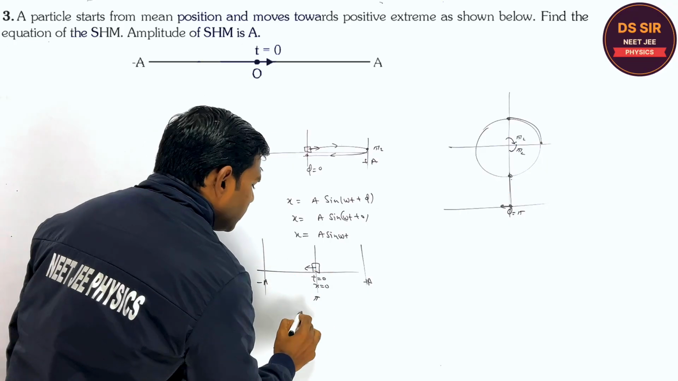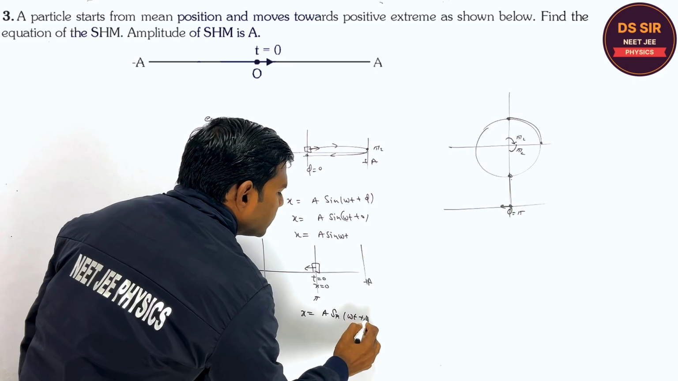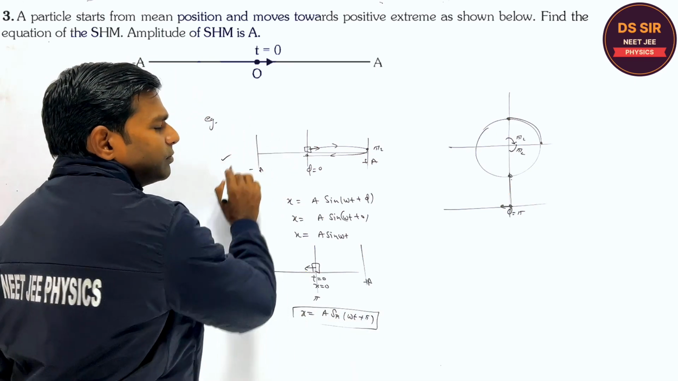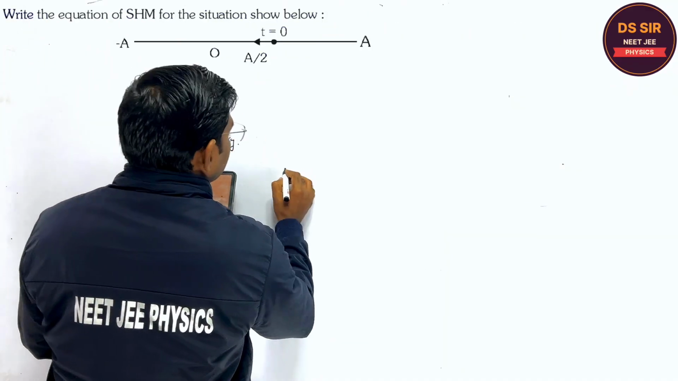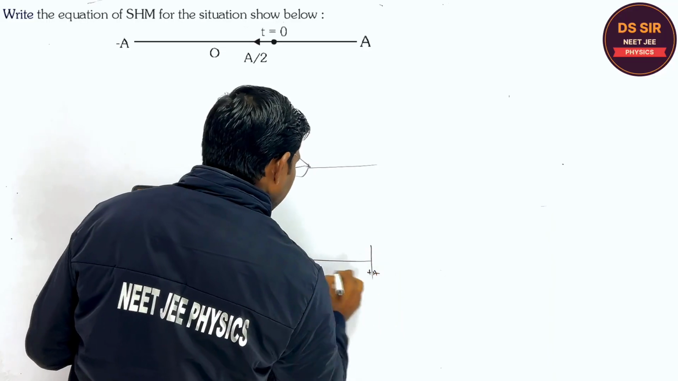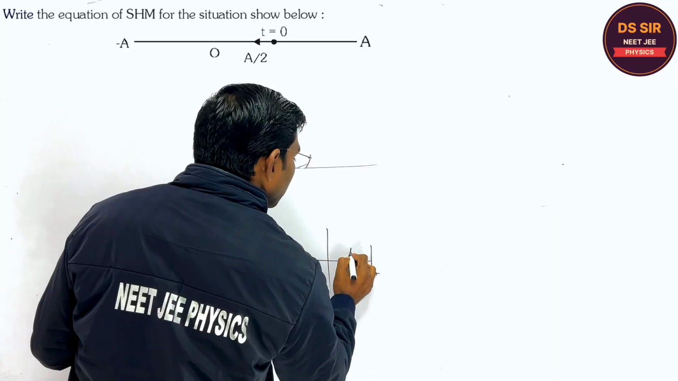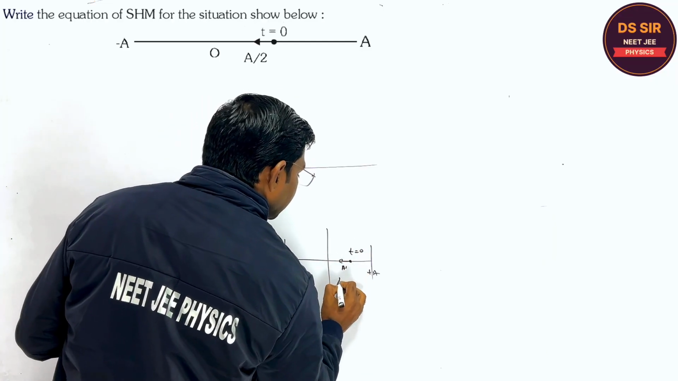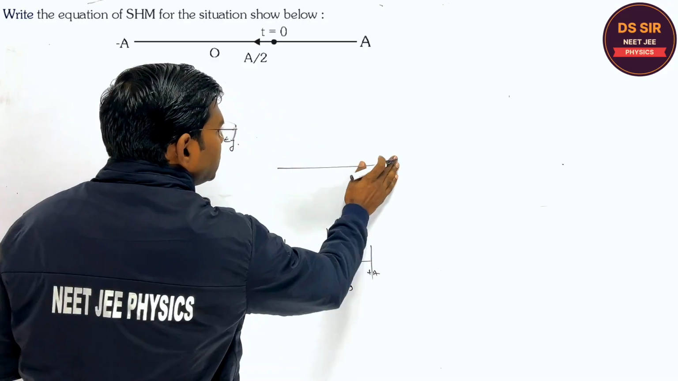So what is the equation of the SHM for this particle, Utal? Sine omega t plus pi. You understand this question or not, Utal? Copy. So what is the question? If this is the A, this is plus A, this is minus A. And at t equal to 0, the particle is where? Say it is at distance A by 2 and it is moving towards the mean position.